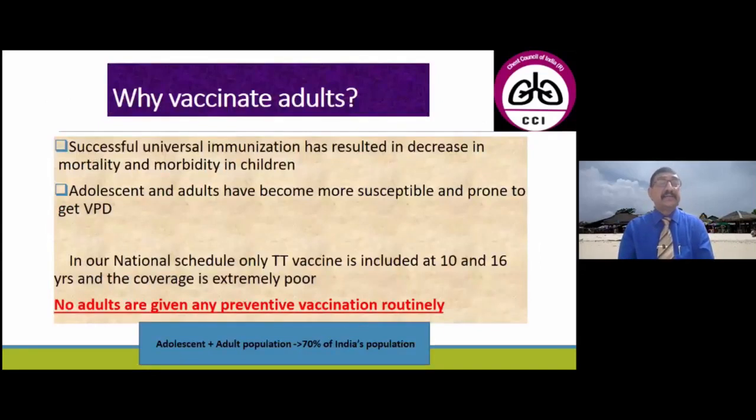Why vaccinate adults? Is it required? Yes, it is required, because vaccination is required in order to prevent the disease process. Successful universal immunization has resulted in a decrease in mortality and morbidity in children. Adolescents and adults have become more susceptible and prone to vaccine preventable diseases. In our national schedule, only the tetanus toxoid vaccine is included at ages 10 and 16 years, and the coverage is extremely poor. No adults are given any preventive vaccination routinely, though in our country adolescents and adults constitute 70% of the Indian population.